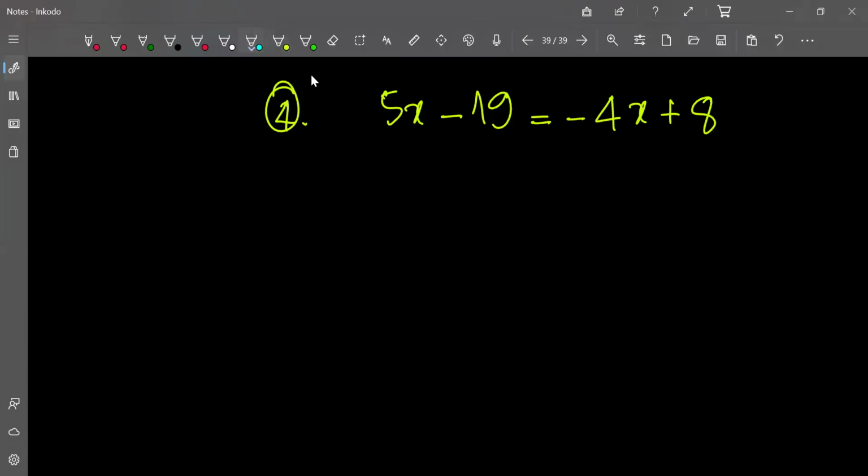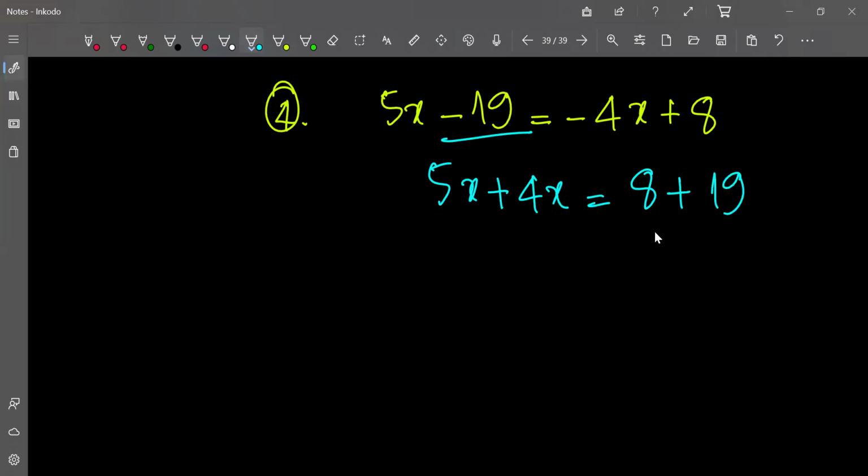Okay, so now the first side is 5x, and we transpose negative 4x into the left side. So negative 4x becomes positive 4x and equals 8, and negative 19, when we transpose it to the right side, changes sign to positive 19. And then we can simplify it. 5x plus 4x is 9x, and 8 plus 19 is 27.